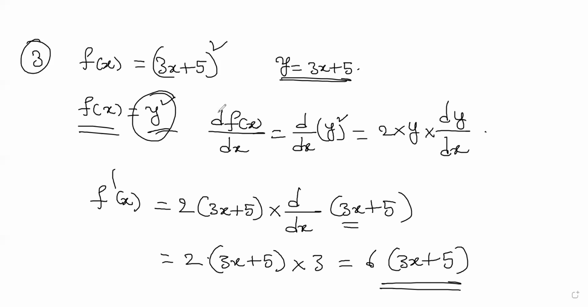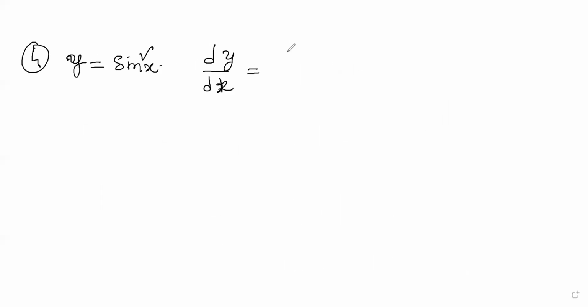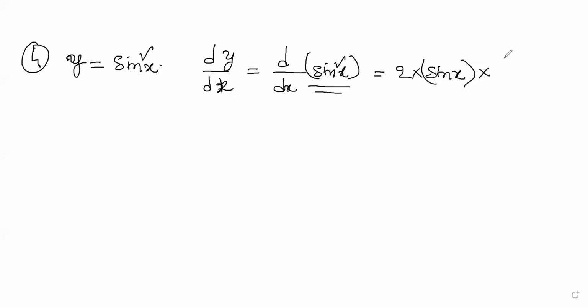Let us do another question, sine square x. Let us say y is equal to sine square x. I want to find the derivative. So dy by dx is the derivative of sine square x. Now consider sin x as f of x. Now it comes out to be 2 into sin x into the derivative of sin x. That's it.